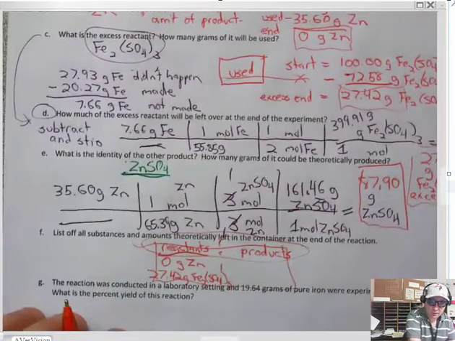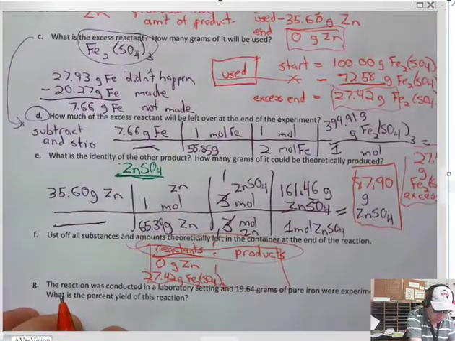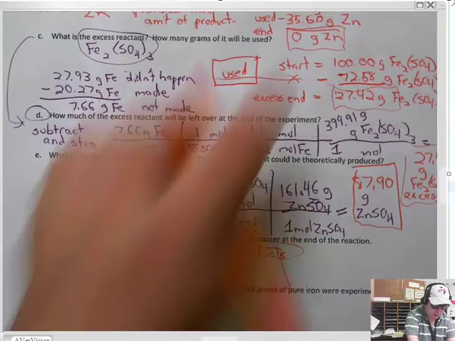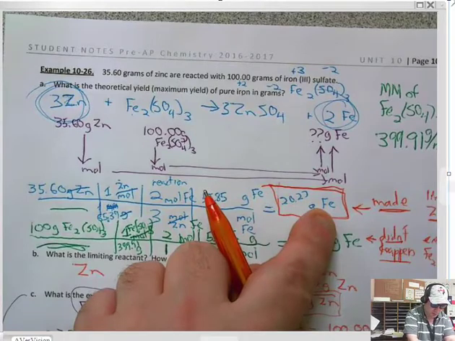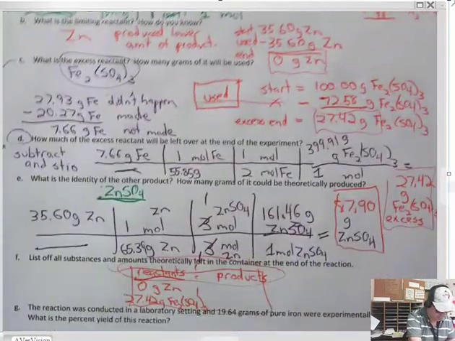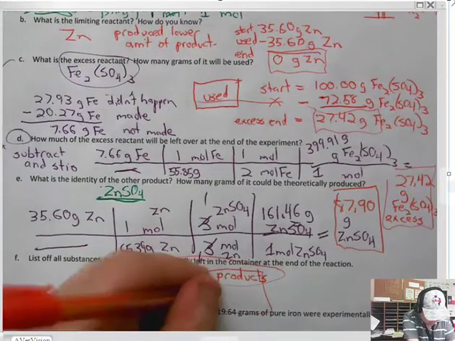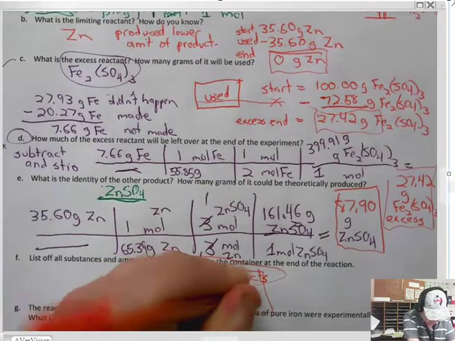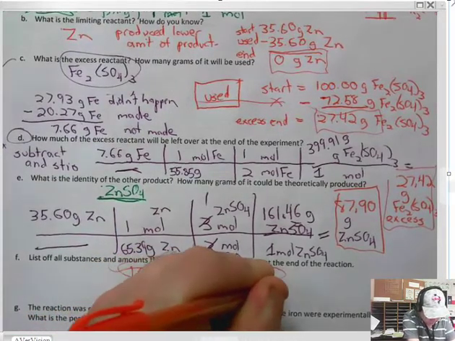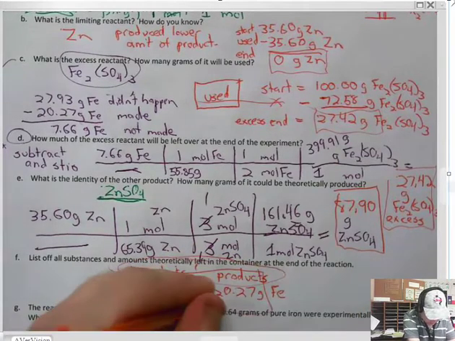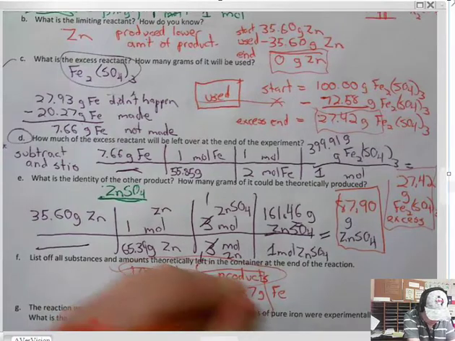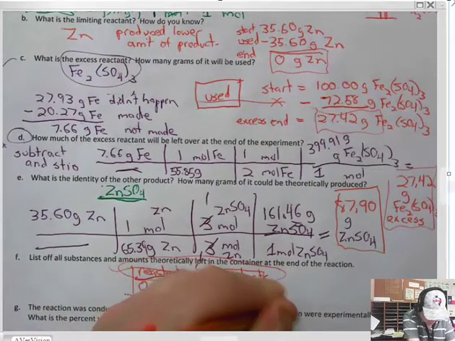Oh, you can't see what I'm writing. Awesome. Okay, we produced 20.27 grams of iron from the zinc, because the zinc was the limiting reactant. So this is 20.27 grams of iron, and that would have produced 87.90 grams of zinc sulfate.